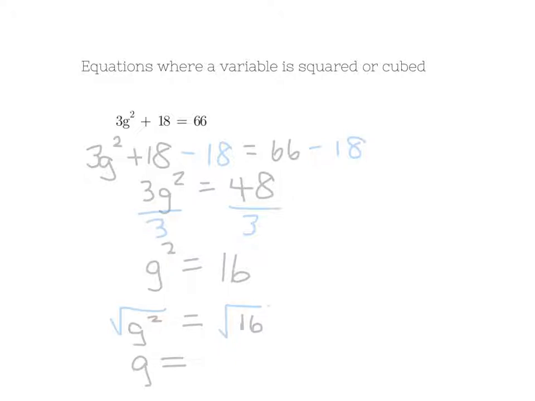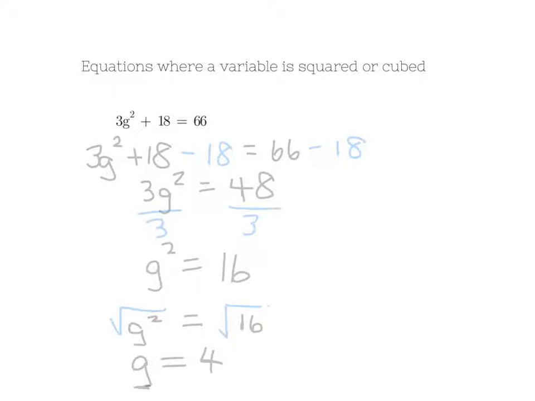Okay, and on the right side, the square root of 16, that's a perfect square. So what number, when you multiply it by itself, gives you 16? Well, that would be 4, because 4 times 4 gives us 16. So that means g is 4.